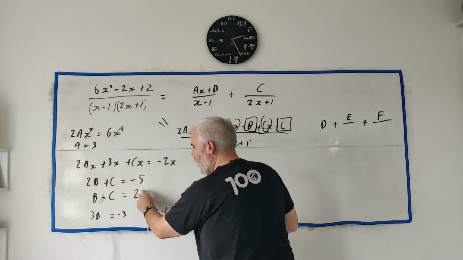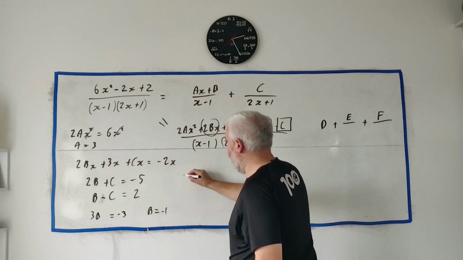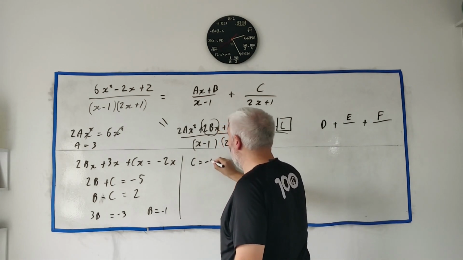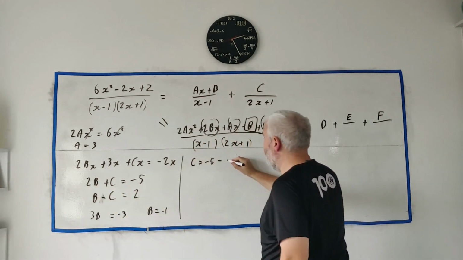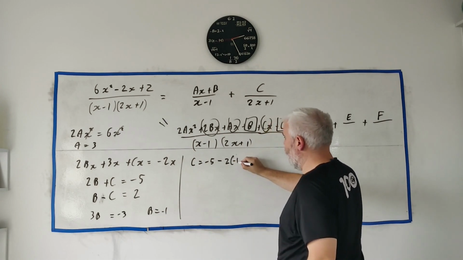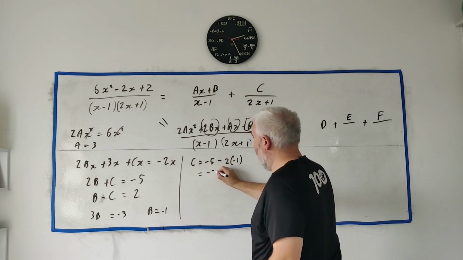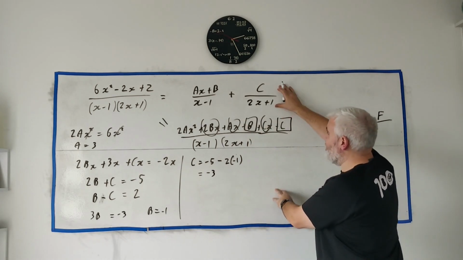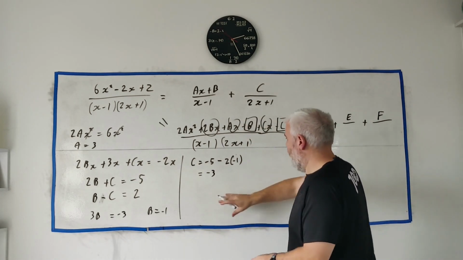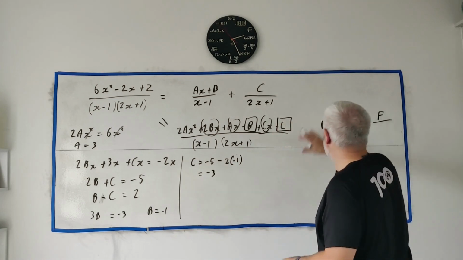Finally, we need c. Pick any equation you want. I'll go ahead with this line here. I'll say c is equal to minus 5 minus 2b, but b is minus 1. So that's minus 5 plus 2, which is minus 3.